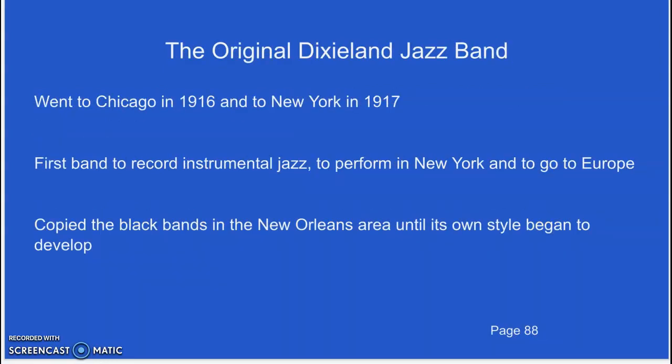Okay, and then another group came out of New Orleans, and that was the Original Dixieland Jazz Band. This is the first band to record jazz, to perform in New York City, and to tour in Europe. In fact, their recording of 1917 is the first recording that we've had. They were young white men who absorbed what the black bands played and copied them.